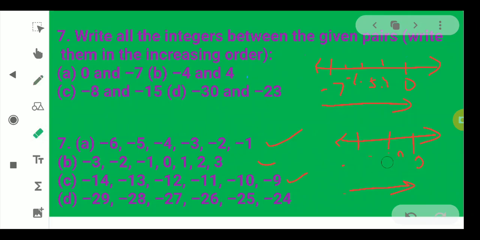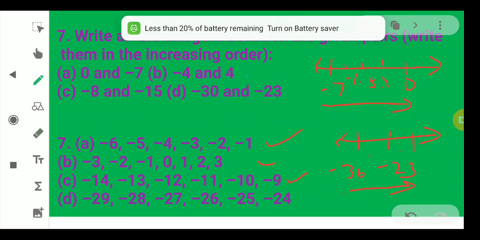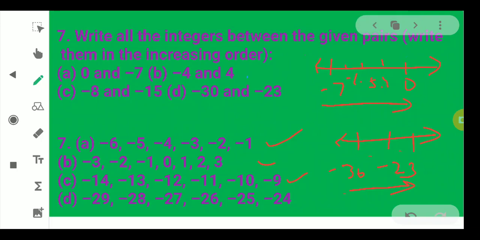And the last one is minus 30 and minus 23. So again on the number line, minus 23 on the right, minus 30 on the left. So between them we will get minus 29, minus 28, minus 27, minus 26, minus 25, minus 24. So these are the numbers between the two pairs.